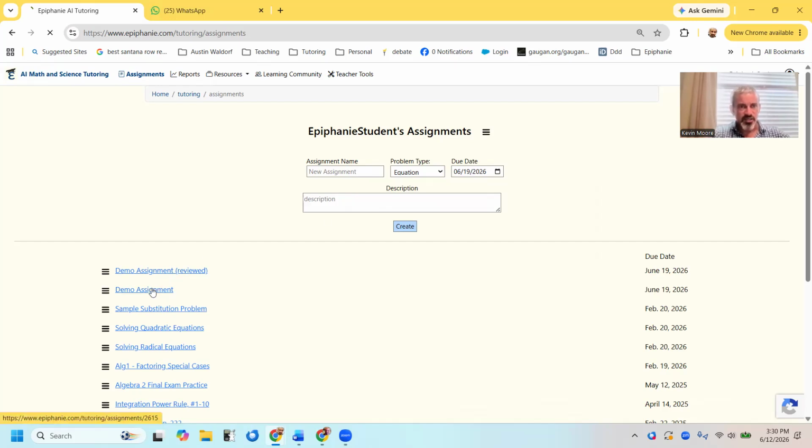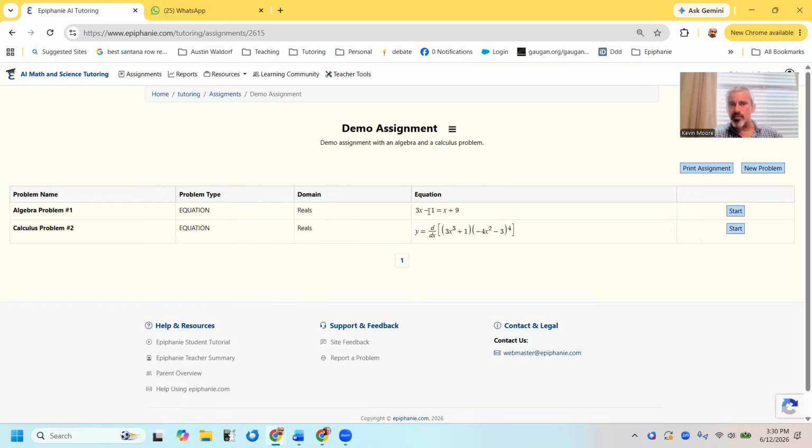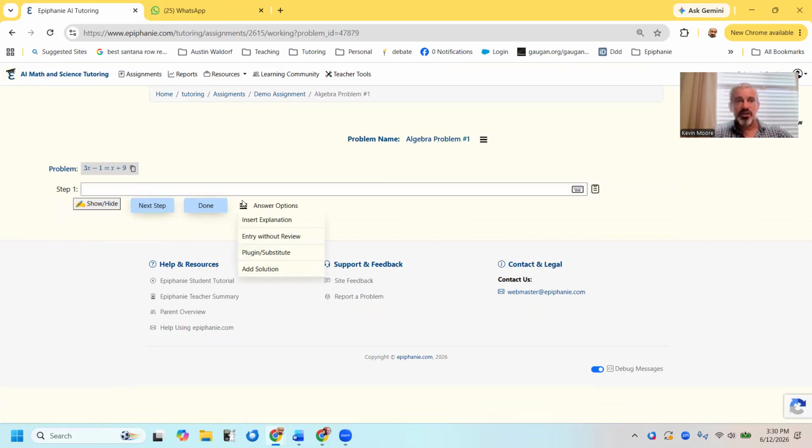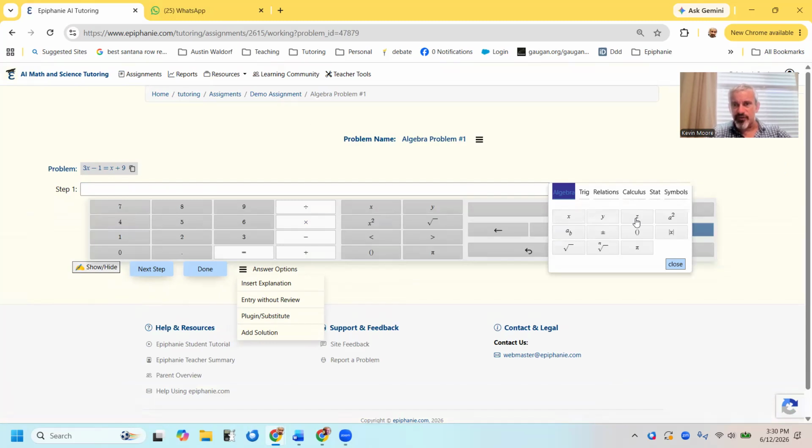Let's start out with this demo assignment, and we're going to try a couple of problems here. Let's start out with this first one. It's an algebra problem. And students go through and work on the problem step by step using whatever methods they want, using a wide range of different math symbols and features. It can be entered using a math language with text that many students are already familiar with, or you can enter it through our GUI and the different functions that are available for different types of things.